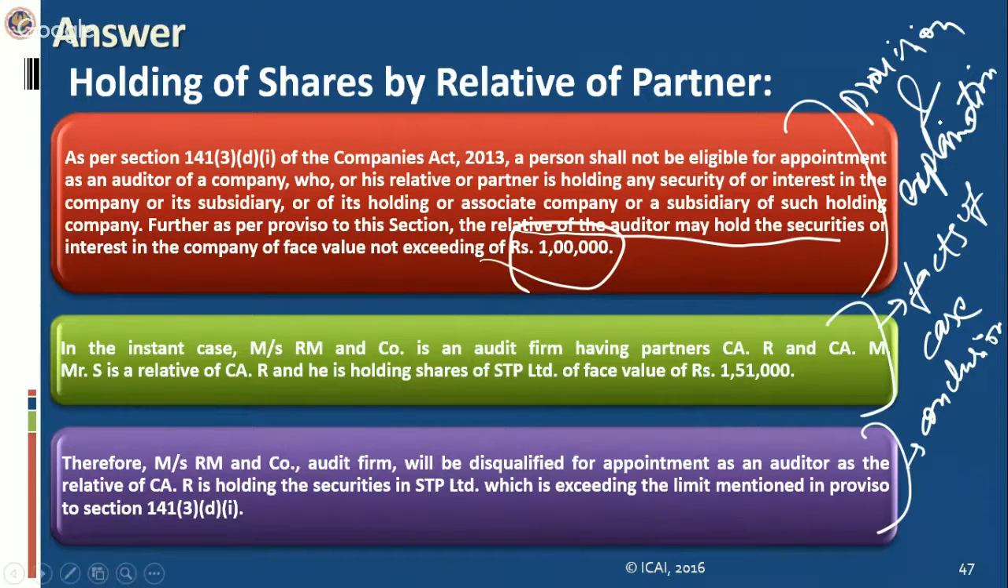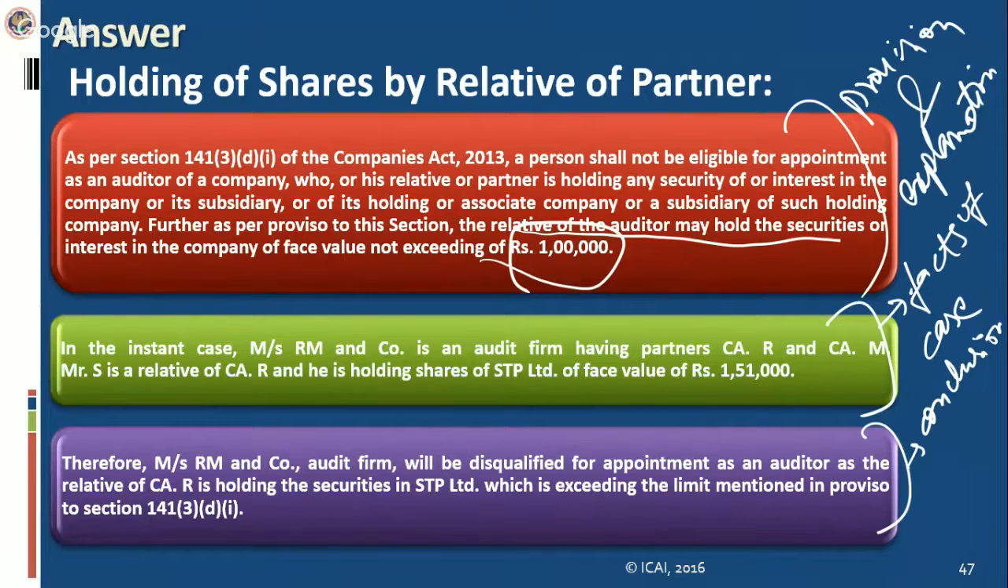This is the provision you need to write down in your answer while attempting a question. Then you need to write the facts of the case, like here. In the given case, Messrs. RM and Company is an audit firm having partners CAR and CAM. Here, Mr. S is the relative of CAR and he is holding shares of STP Limited of face value of rupees 1,51,000, which is obviously greater than rupees 1 lakh.